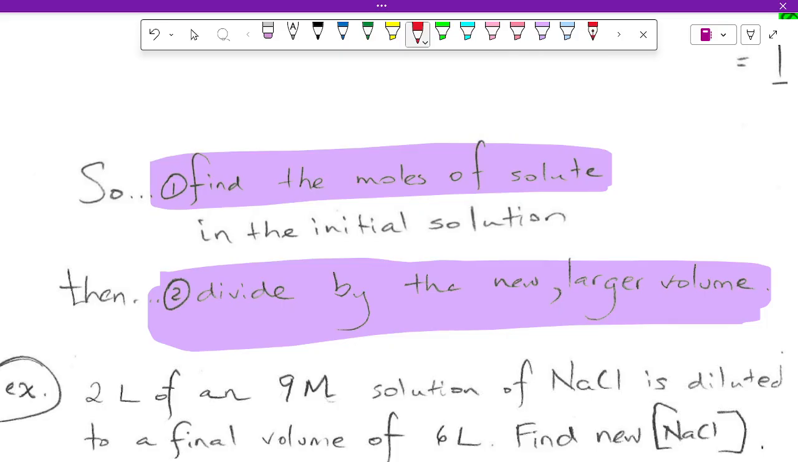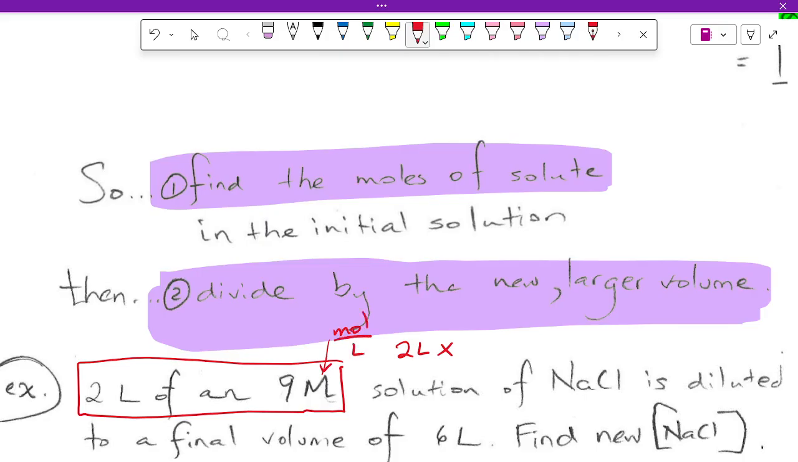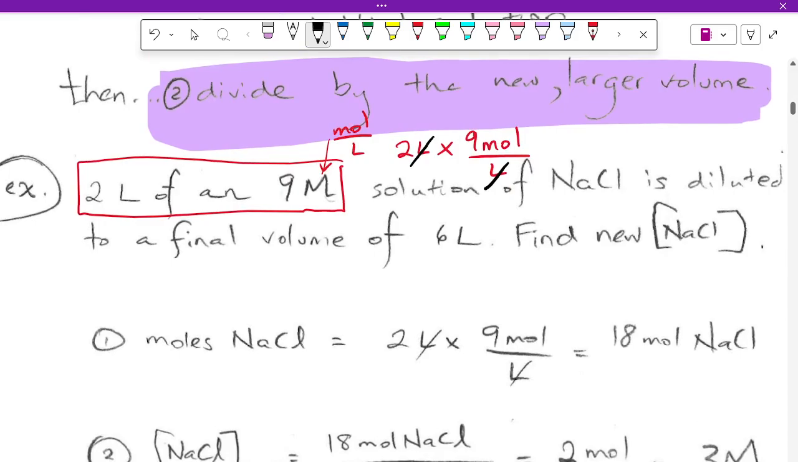Do you know how to take these two numbers and find moles? Two liters times... what does capital M mean? Moles per liter. So if you're showing your work, you can say that's going to be 9 moles per liter. Now you have liters on the top and liters on the bottom. Those cancel out and you get 18 moles. Okay, so that's what we've got here.